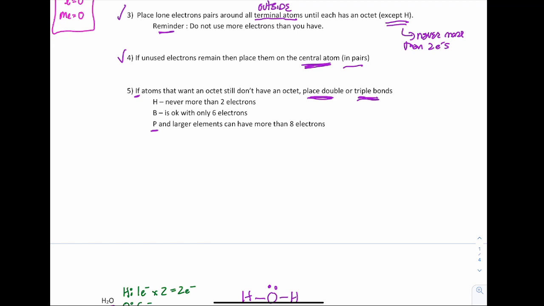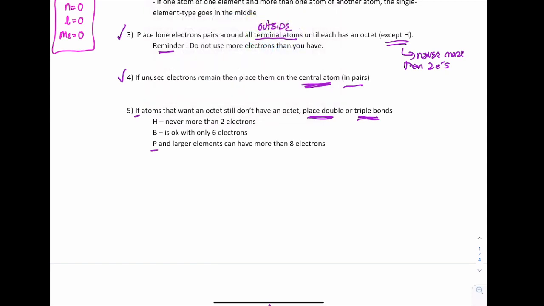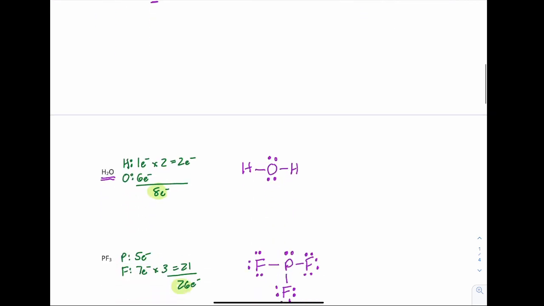So the only 2 we should say that are going to have less: hydrogen always can't have more than 2. Boron is okay with 6. Everything else, I want an octet. If it's bigger than phosphorus, I can have more, but the minimum is going to be 8.